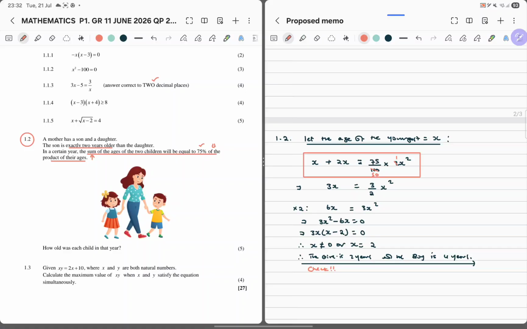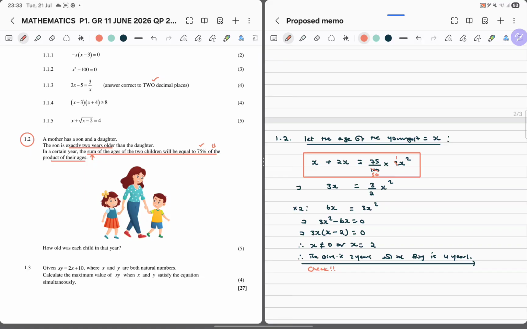So the left-hand side, if x is 2, so it's going to be 2 plus 2 into 2. Right, so the left-hand side gives us 10. So if we look on the right-hand side, we've got 75 over 100 times 2 into x squared. So this is 2 squared. Hey, we're getting 6. That's not good.